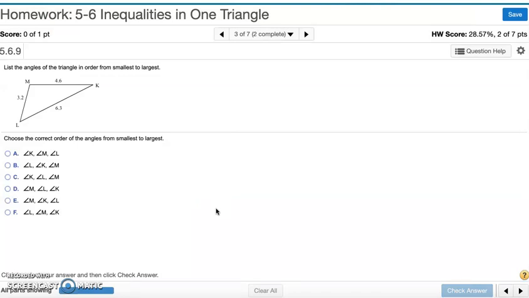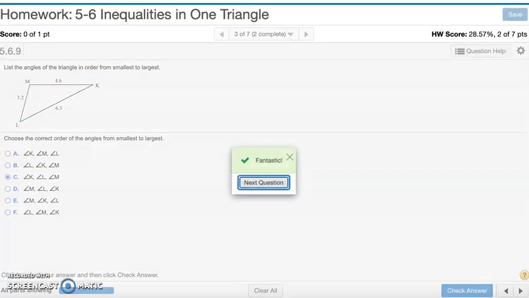Number 3, list the angles of the triangle in order from smallest to largest. Now the smallest angle is going to be across from the smallest side, and the second smallest angle will be across from the second smallest side, and the largest angle will be across from the largest side. So that means that the smallest angle is K because it's across from the smallest side. So you go from K, the second smallest side is 4.6, which is across from L, so then K, L, and M. So K, L, and M, C for number 3.